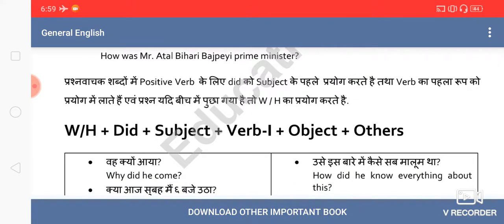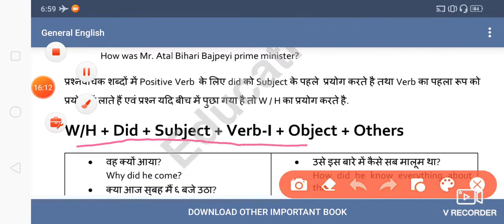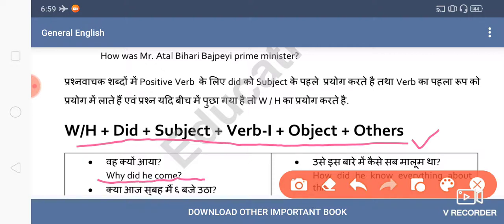You can see this. This is when we have a sentence in the form of a transitive verb, meaning any action is done and your verb or your action is passed on to an object. Let's take the first example. Why, you can match it: WH word, did, subject he, then verb first form, come. Why did he come? Fine.